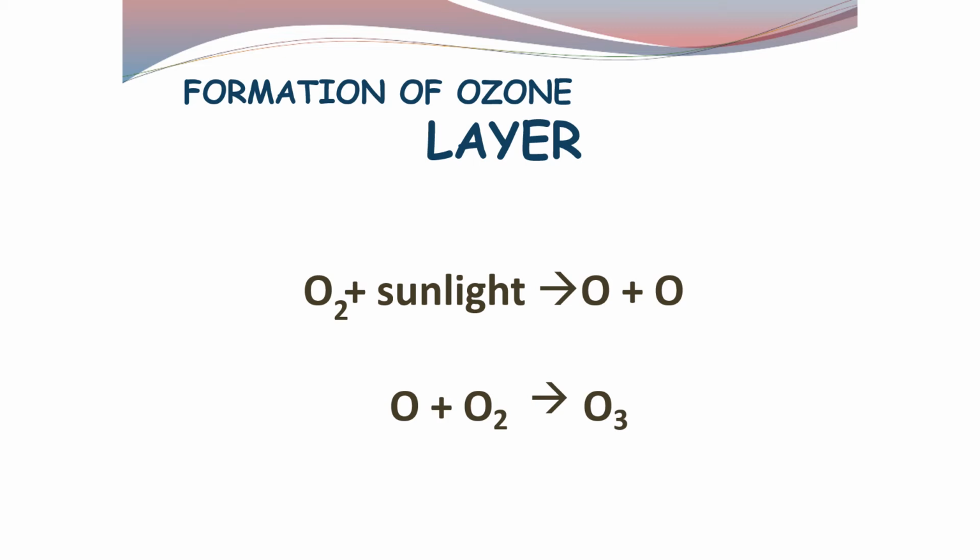Here in this slide, you can see how the ozone layer is formed. There are 2 molecules of oxygen plus sunlight. Then the molecules split into O plus O. Then this O, a single oxygen atom, adds to an O2 molecule and an O3 molecule is formed. Ozone contains 3 atoms of oxygen. O2 unites with a single oxygen atom and ozone is formed.